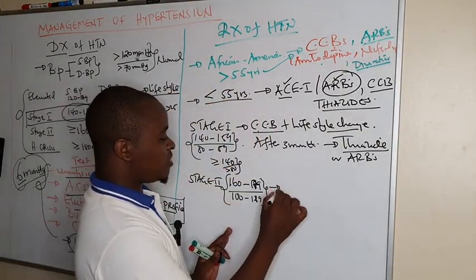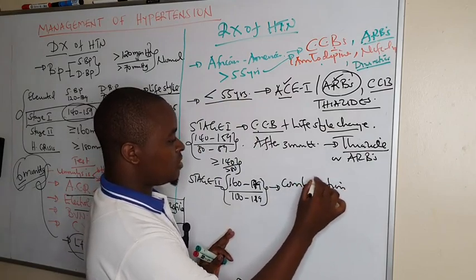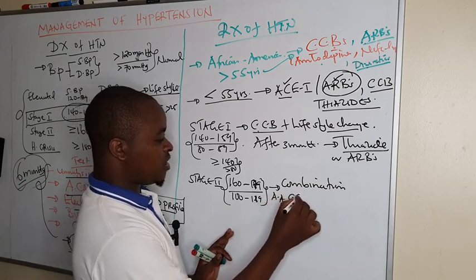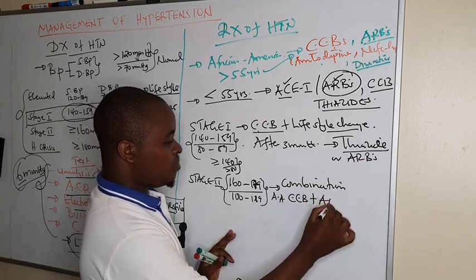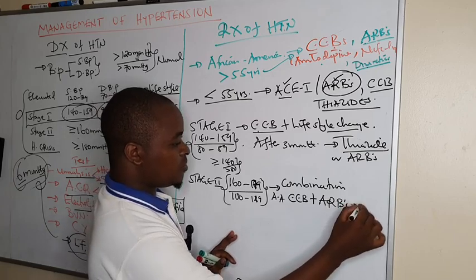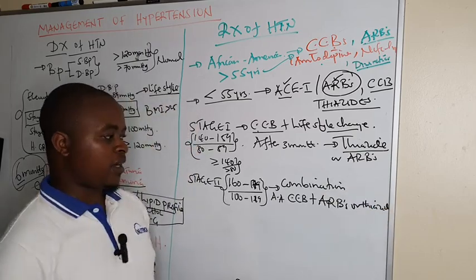you are advised to give a combination. Immediately you give a drug combination, whereby for African American, you give a calcium channel blocker in combination with ARB, or you can put a thiazide. That is for African American.